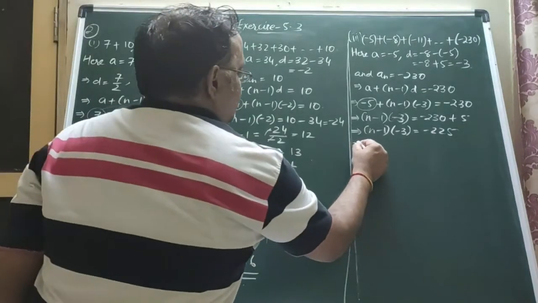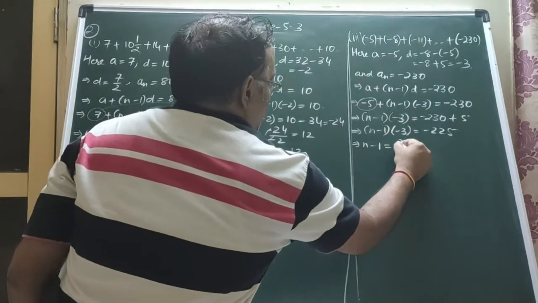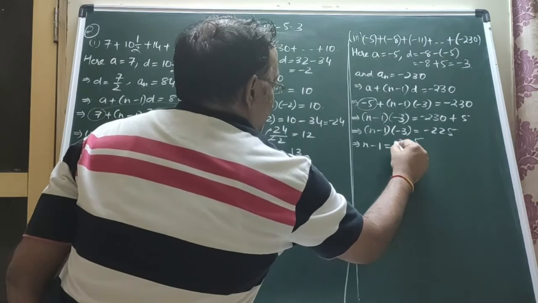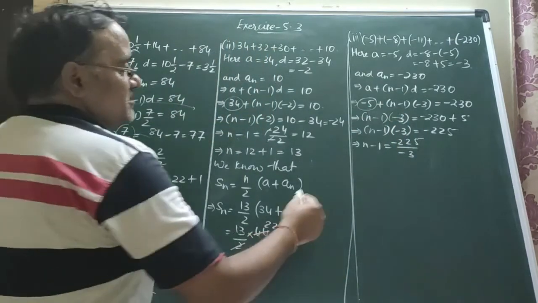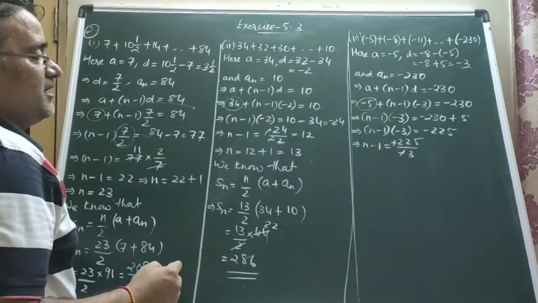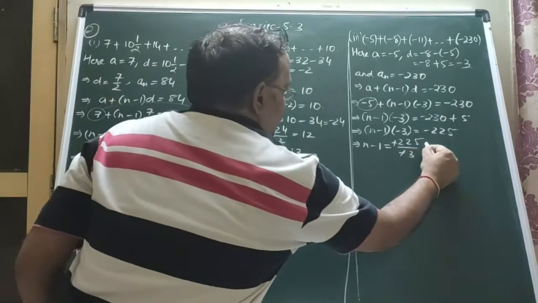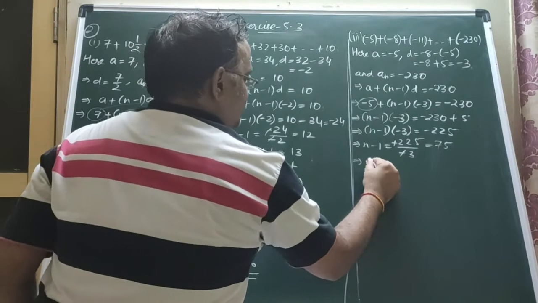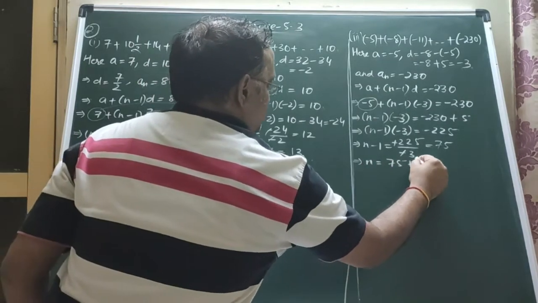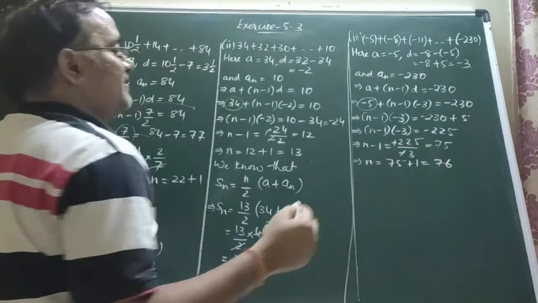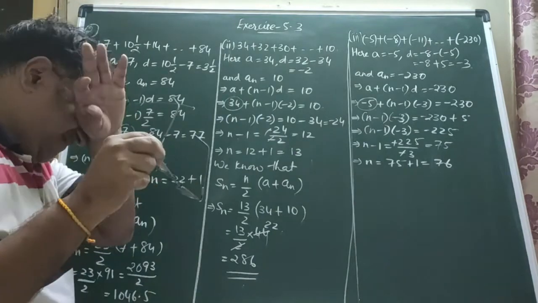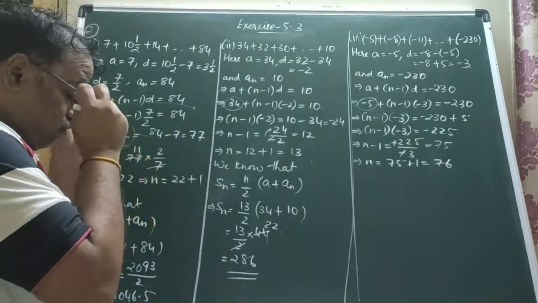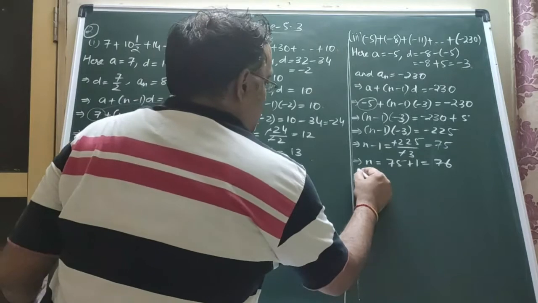Okay, minus 225 divided by minus 3. So minus minus will cancel and we'll get 75. फिर minus 1 उधर शिफ्ट करेंगे. So finally we got the value of n. Okay, n is equals to 76.